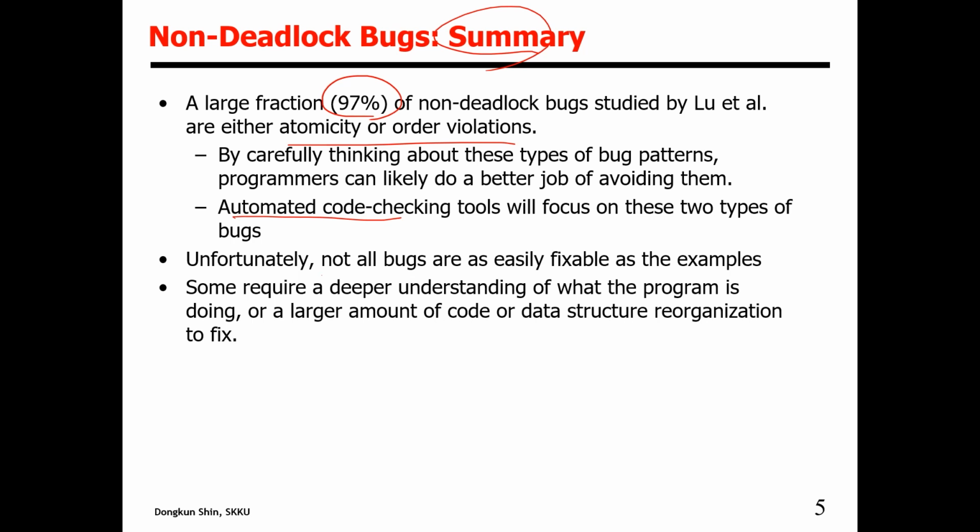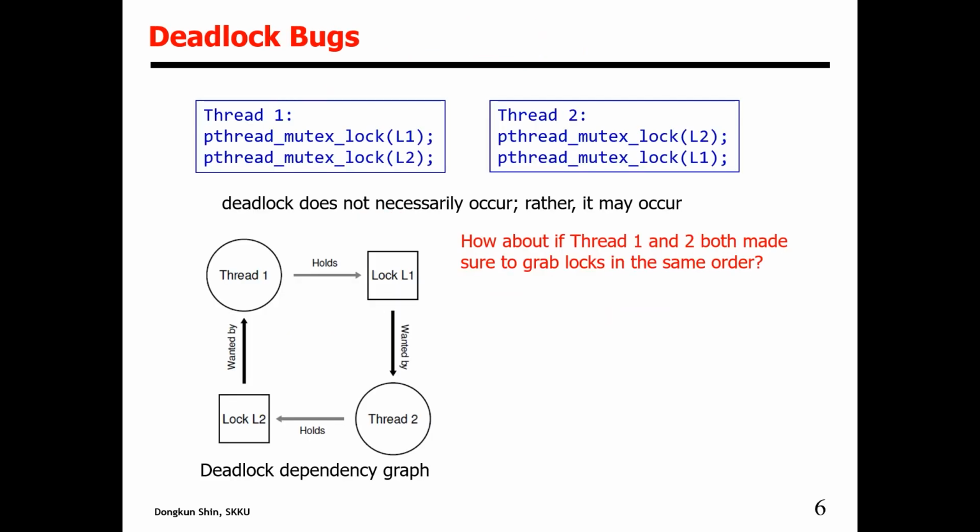Unfortunately, not all bugs are easily fixable. As in the example we looked at above, some require deep understanding of what the program is doing, or a large amount of code restructuring to fix the bug. Okay, so a classical problem that arises in many concurrent systems with complex locking protocols is known as the deadlock problem.